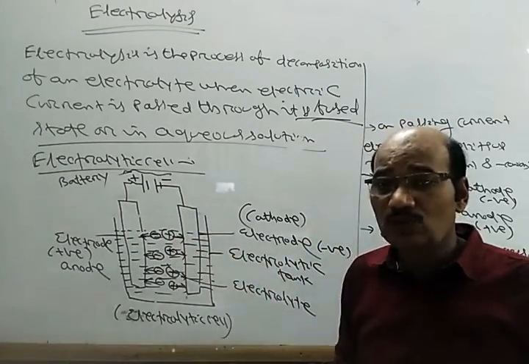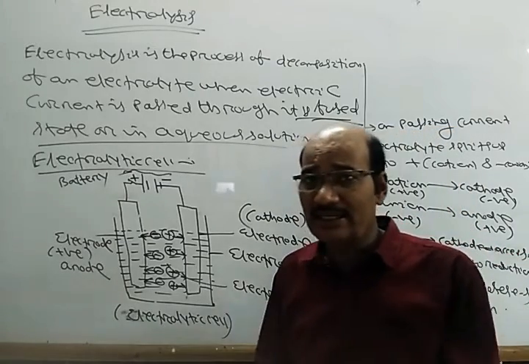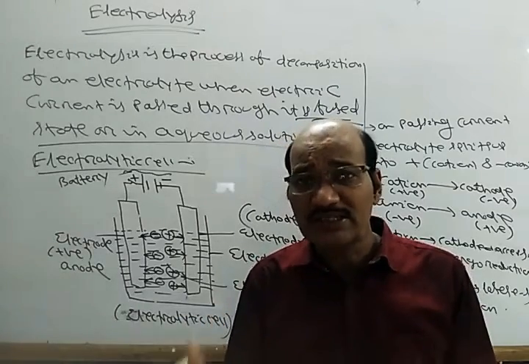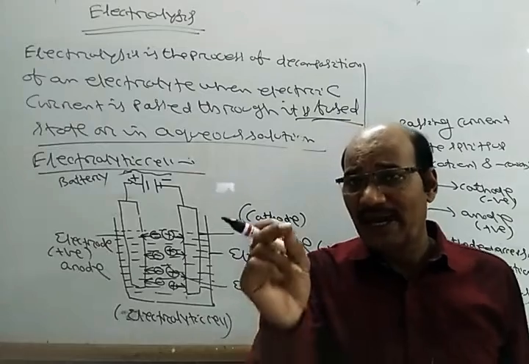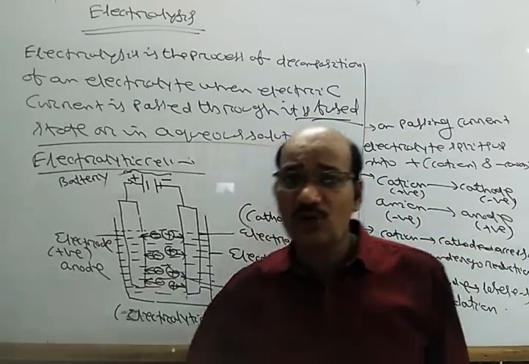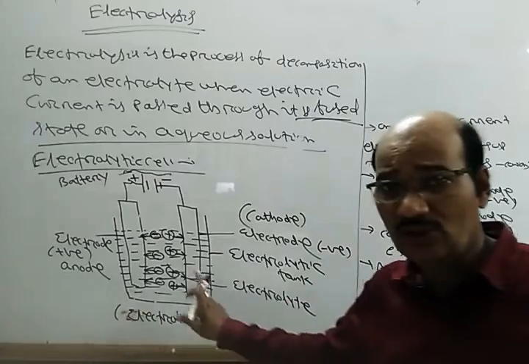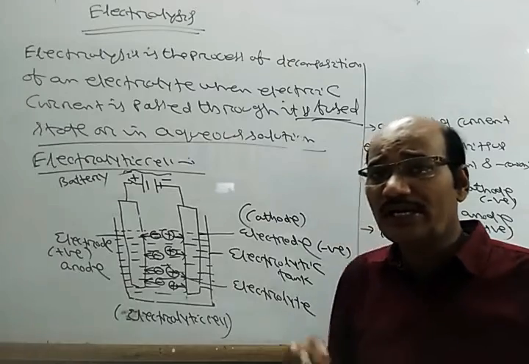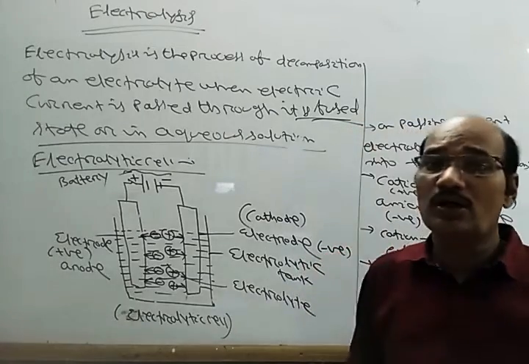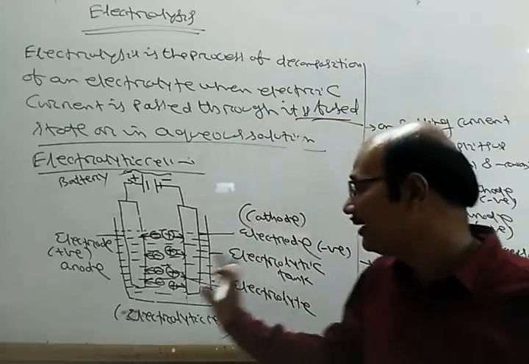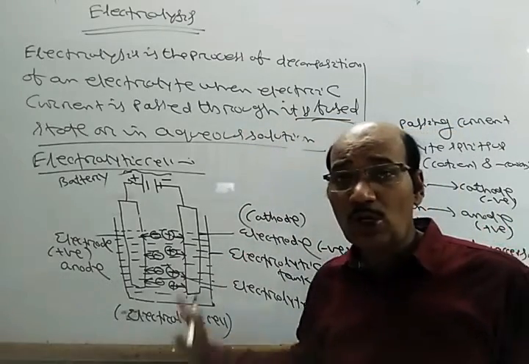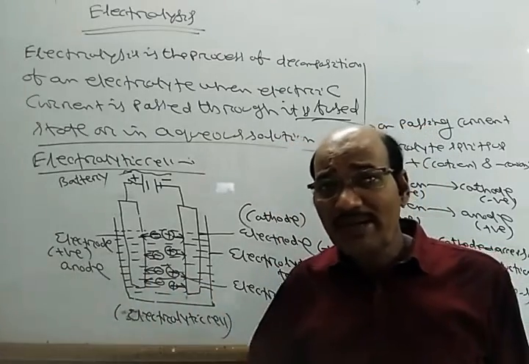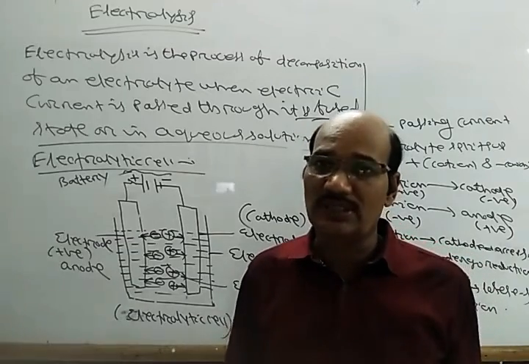The electrolyte splits up into positive and negative ions, that is cation and anion. After that, these ions migrate towards the oppositely charged electrode. The cation migrates towards the cathode and the anion migrates towards the anode. When the cation goes to the cathode, it receives an electron, undergoes reduction, and may convert into a neutral atom, may remain as such, or may undergo some secondary change. Similarly, the anion goes to the anode, loses an electron there, undergoes oxidation, converts into a neutral atom, may remain as such, or may undergo some secondary changes.